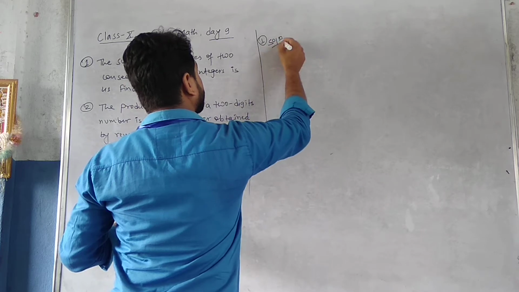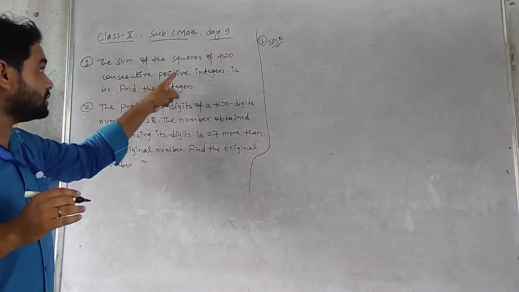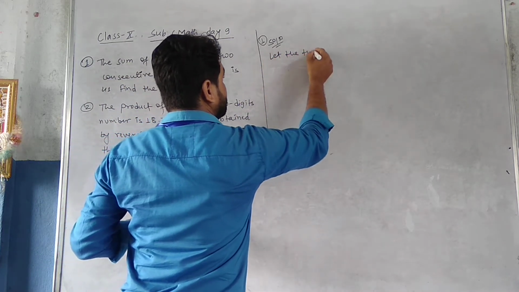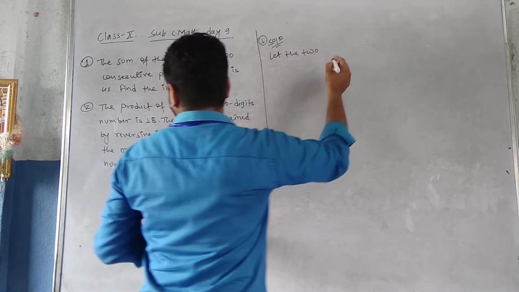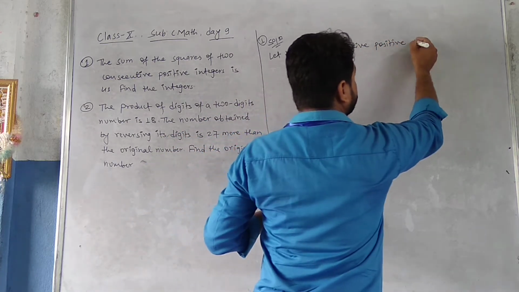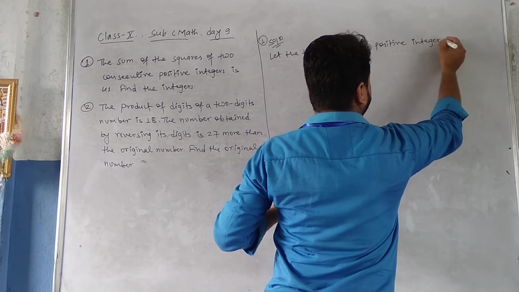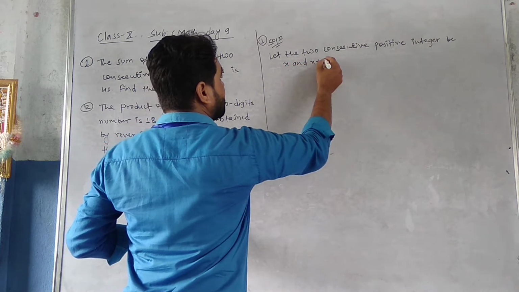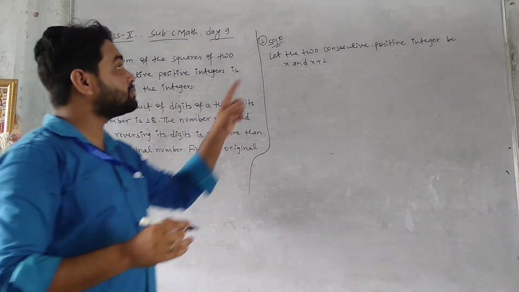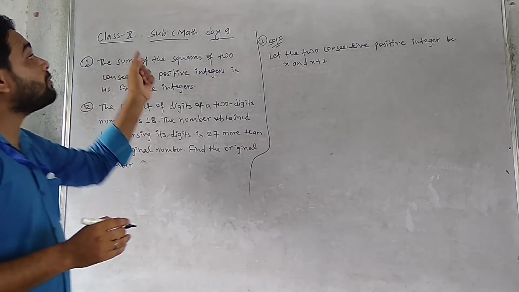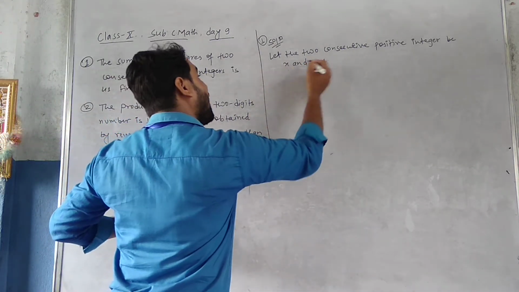So for the solution at first, the sum of the squares of the 2 consecutive integers, so we are going to get the 2 consecutive. Let the 2 consecutive positive integers be x and x plus 1. Yes, if 3, then x plus 2 is there. Now just 2 is there. So according to the question, it is the sum of squares, that is squares and then sum, no?